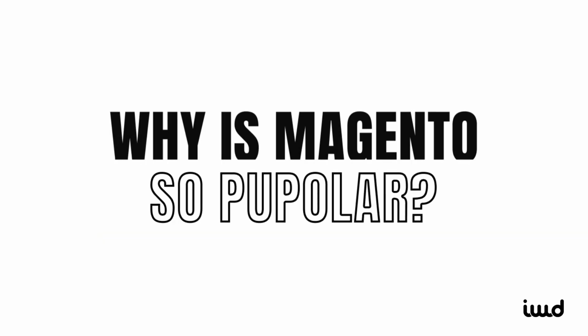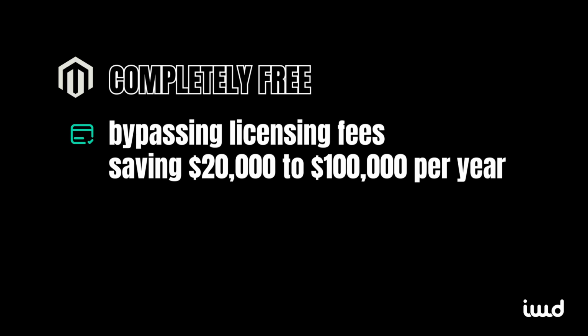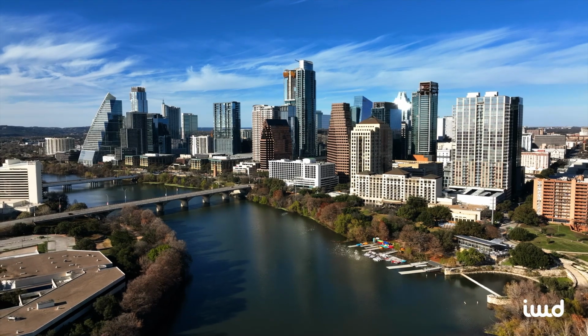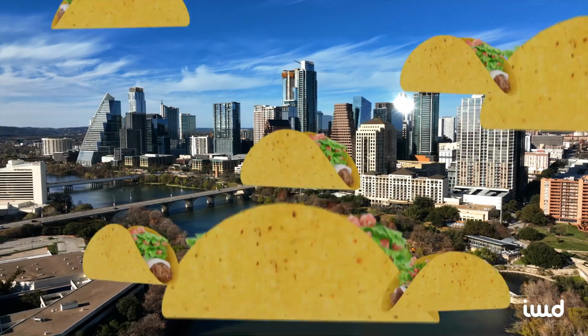Why is Magento so beloved by merchants and developers alike? We'll start off strong. Magento Open Source is completely free to use. Bypassing platform licensing fees will save you between $20,000 and $100,000 per year, compared to using a competing platform, and that's a pretty penny. In Austin, Texas, this would put you up at least 20,000 tacos.